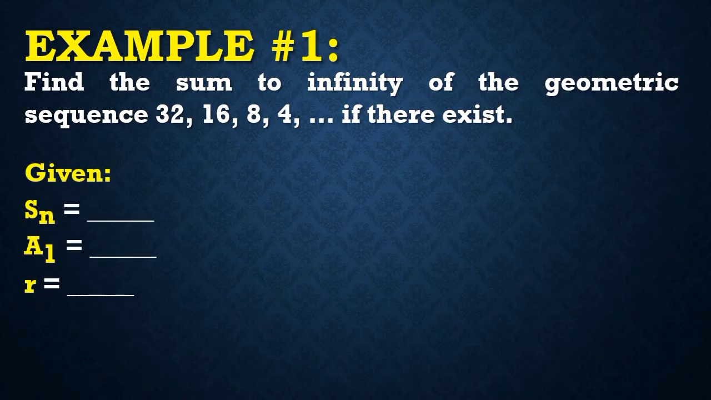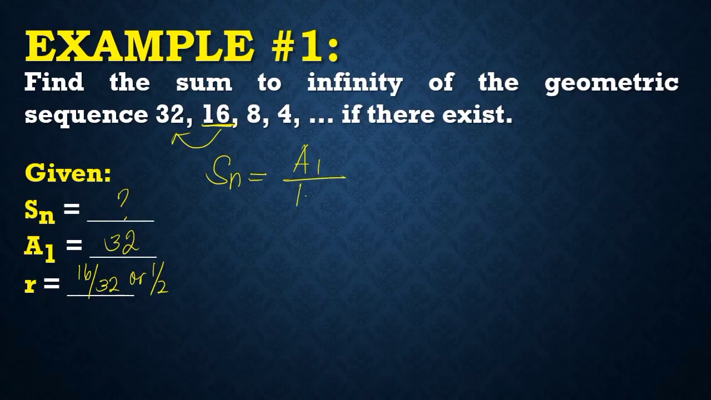So the given are S sub n, the unknown, a sub 1, that is 32, the first term, and then r, so we divide the second term by the first term. So 16 over 32, so can be simplified as 1/2. It's because the greatest common factor of 16 and 32 is 16. And then we apply the formula. So a sub 1 all over 1 minus r. And then a sub 1 is 32 over 1 minus r. So r is 1 half. And then 32 over 1 minus 1 half.